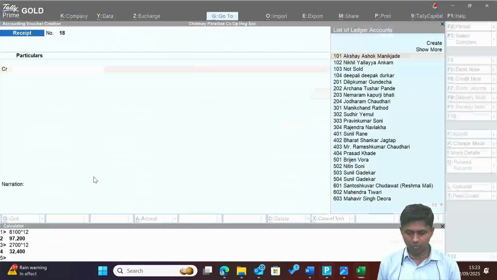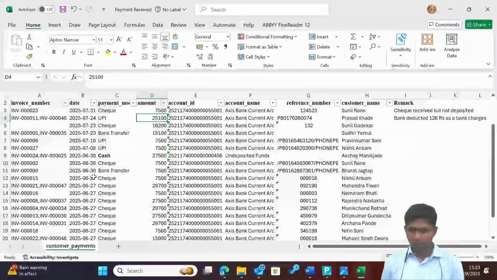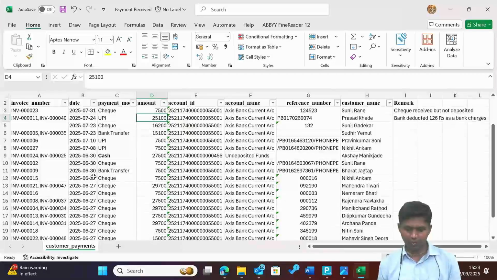Now then UPI on 24th July. Say 24th July, and then read what they're saying here. Deducted 126 for bank charges. Okay, we have got 25,100, and then the bank deducted 126 rupees. That means we must have got the amount.